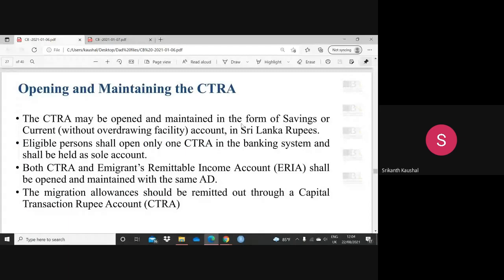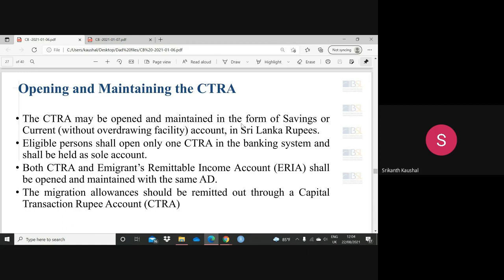A CTRA may be opened and maintained in the form of savings or current in Sri Lanka rupees, because you don't keep this money in a term deposit, since you want to take the money. It's a temporary account. An eligible person shall open only one CTRA in the banking system and it shall be held as a sole account. Both the CTRA and the immigrant remittable income account shall be opened.